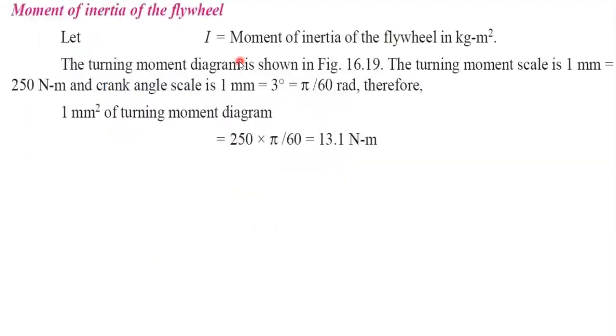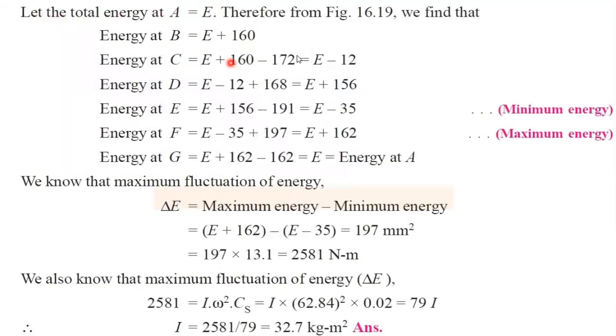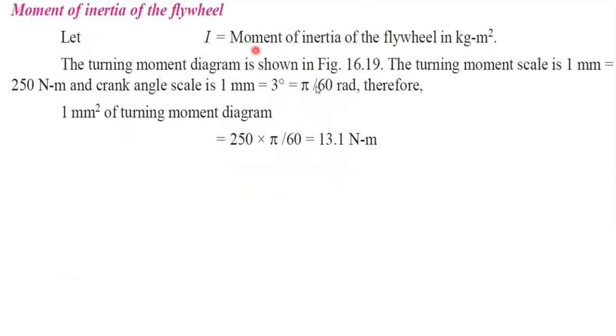So now we're going to determine the mass moment of inertia. I is the mass moment of inertia, and the scale value they have given. So 3 degrees means 3 into pi by 180. You'll be getting pi by 60 radian, and 1 millimeter is equal to 250 Newton meter. So just multiply 250 into pi by 60. You will be getting 1 millimeter square value as 13.1 Newton meter.